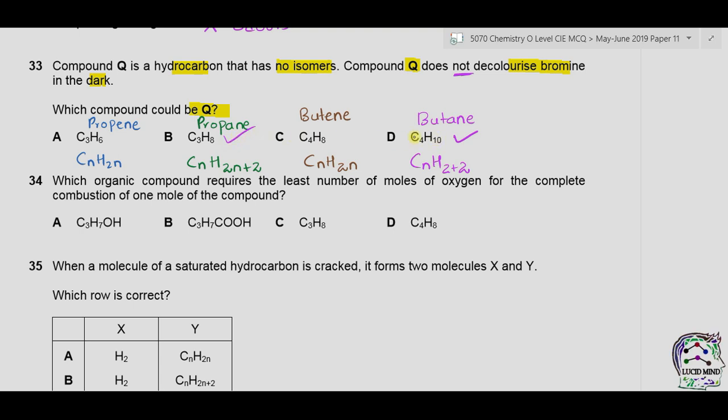Now let's find out which one has isomers and which one does not have isomers. So in propane we have 3 carbon atoms. Rest are the hydrogens. This is the only isomer that is possible for propane. No other isomer is possible. So therefore it could be propane.